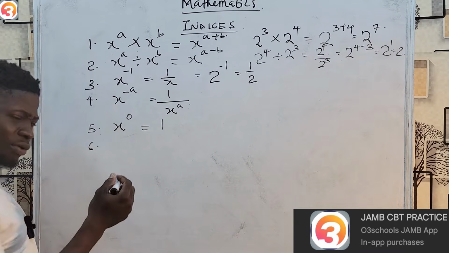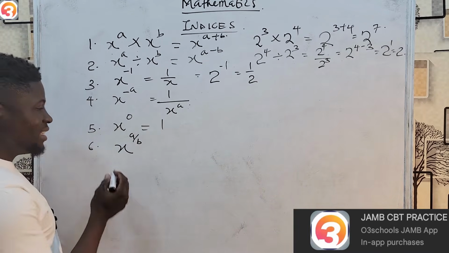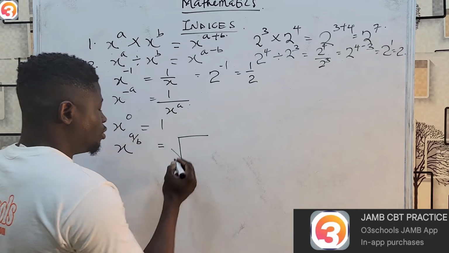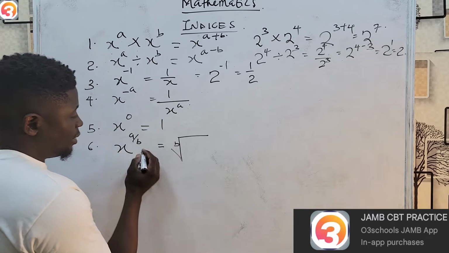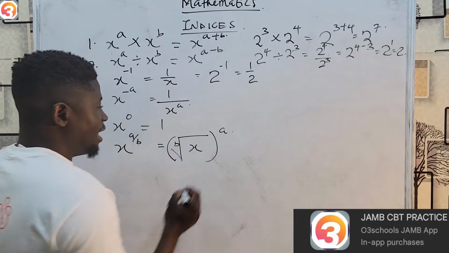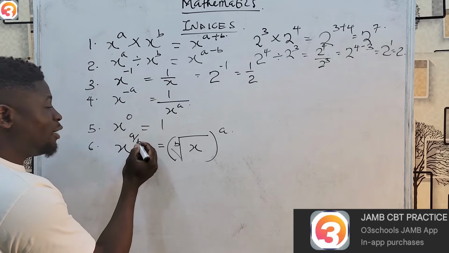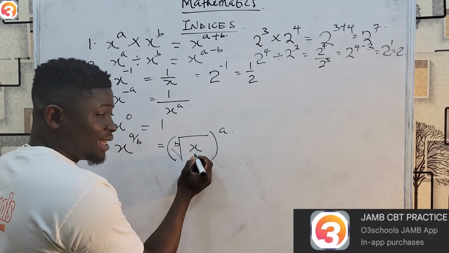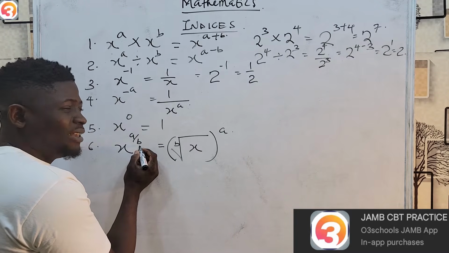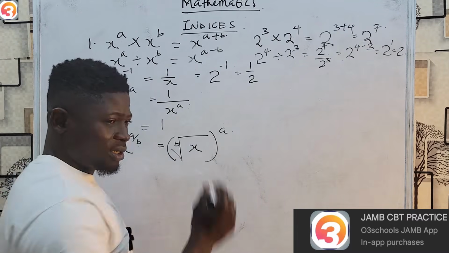So let's go to more complex ones. If you have x raised to the power a over b, what you simply do is take the b-th root of x, all raised to the power a. I'm going to explain this one, it may be a bit confusing. It's the same thing as putting x in a root box, where the denominator of the fraction becomes the root, while a is what is raised.